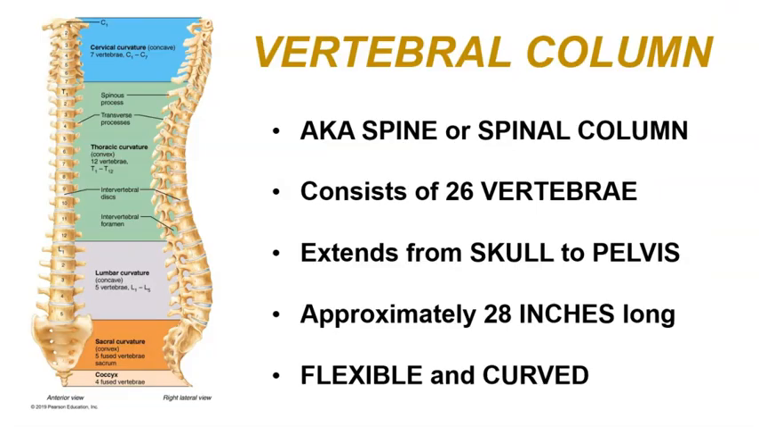So now that we have discussed the skull bones, let's continue our look at the axial skeleton by examining the vertebral column. The vertebral column is also known as the spine or the spinal column. It consists of 22 individual bones that are called vertebrae, which extend from the base of the skull to the pelvis. It's approximately 28 inches in length in the average person.